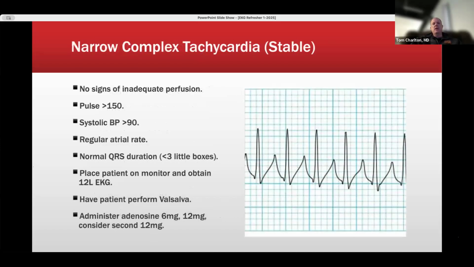So now let's get into narrow complex tachycardia. So in this situation, this is the so-called SVT that we traditionally would call it. And with this, there are no signs of inadequate perfusion, but the pulse is more than 150.